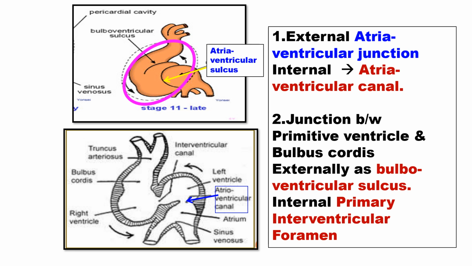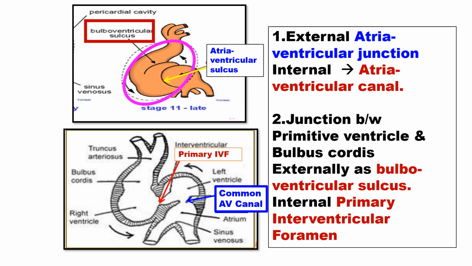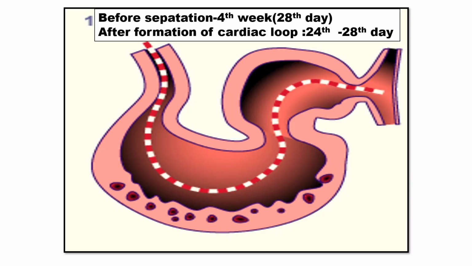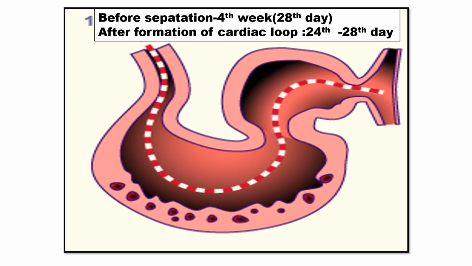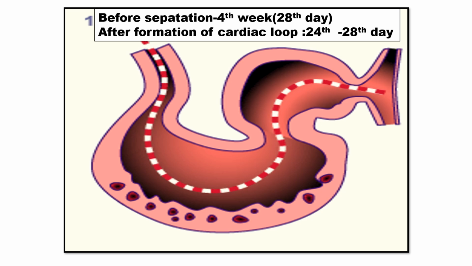Externally, atrioventricular junction. Internally, it represents the common atrioventricular canal. Junction between the primitive ventricle and bulbus cordis externally. Internally, it represents the primary or primitive intraventricular foramen. Before septation, that is the 4th week, the blood flow is from the venous end and it reaches the arterial end.